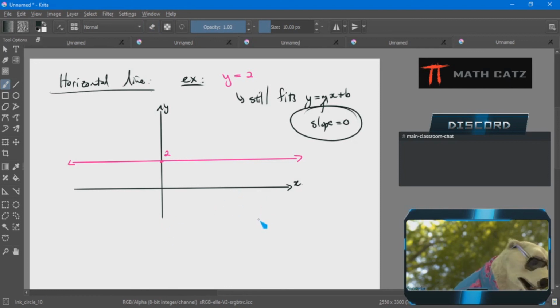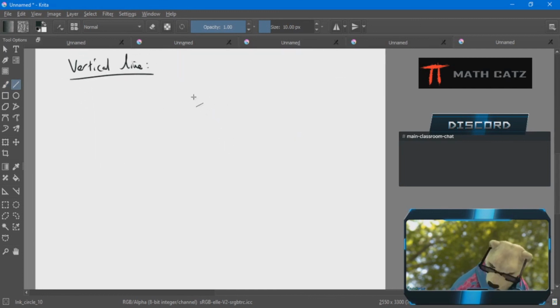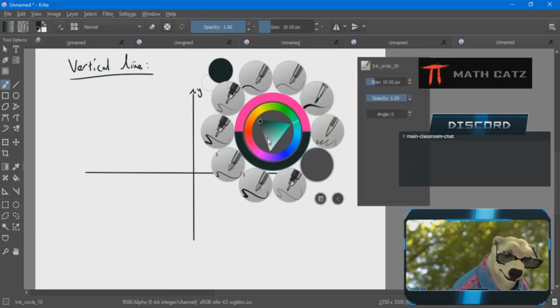Everything I say is important, but if I emphasize it's important, then you know. Definitely important. The other one is a vertical straight line. Let's draw that. Set things up. Let's make it pink. Well, we've used pink. Let's try blue.